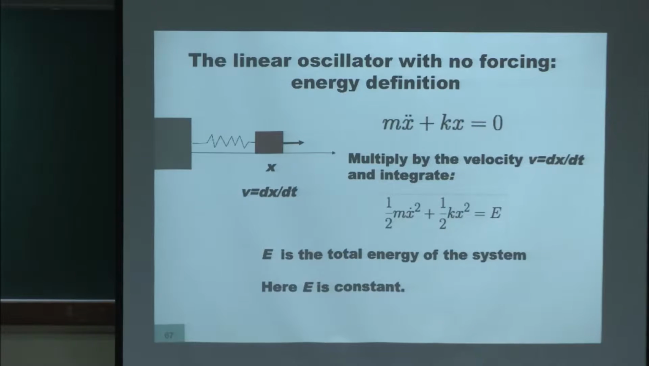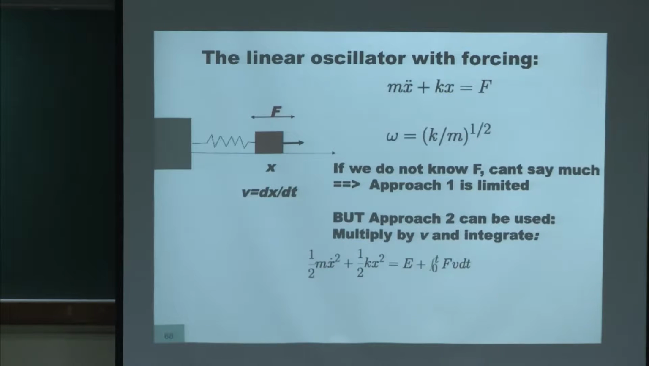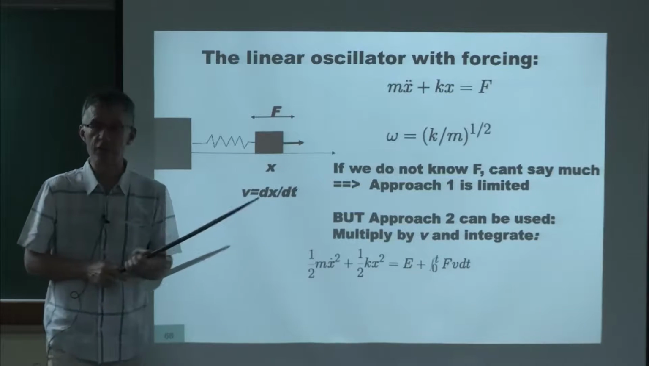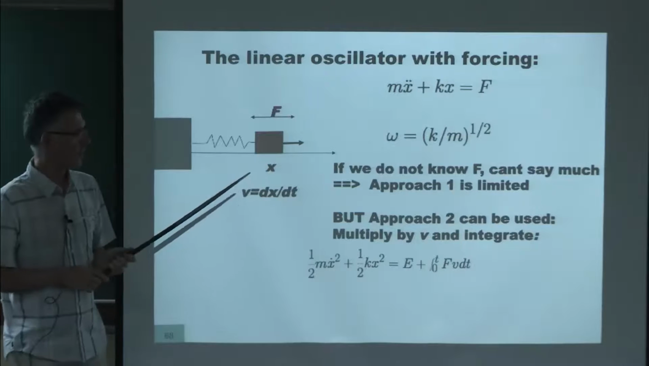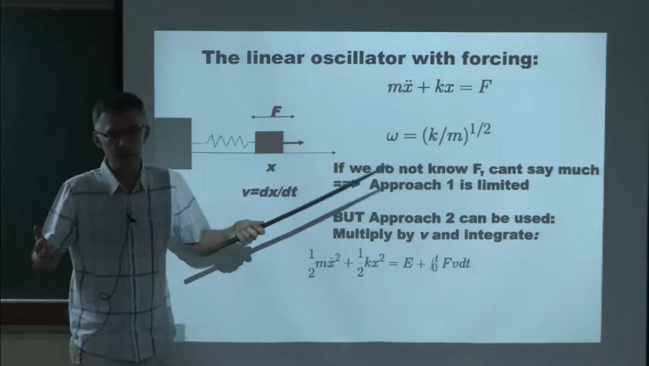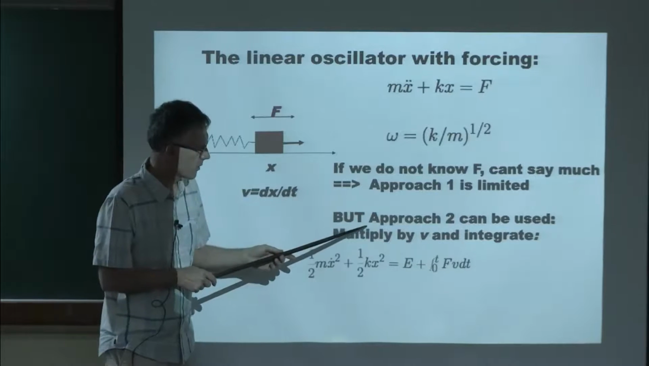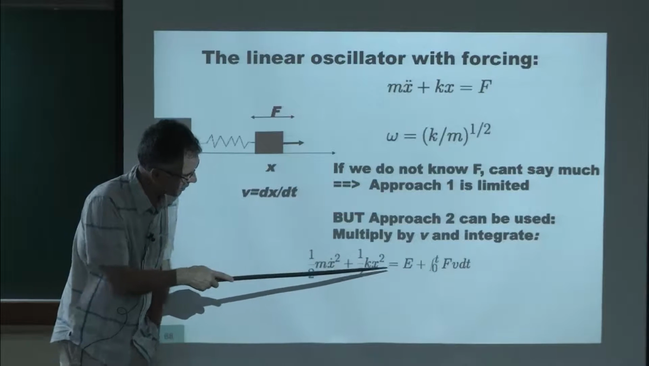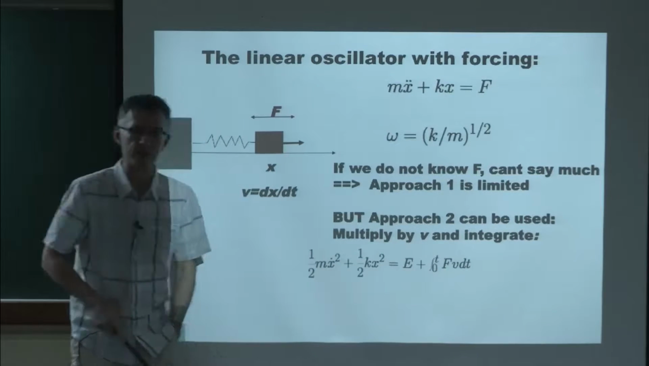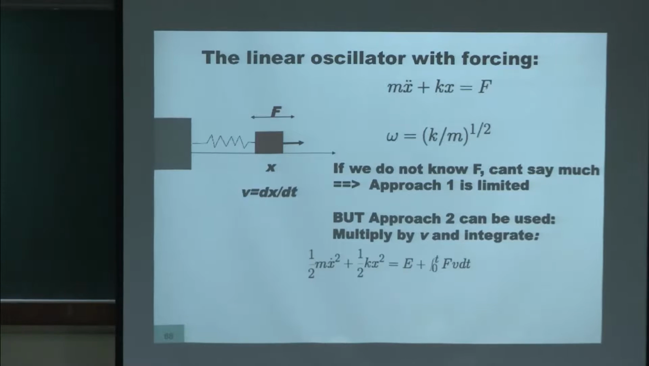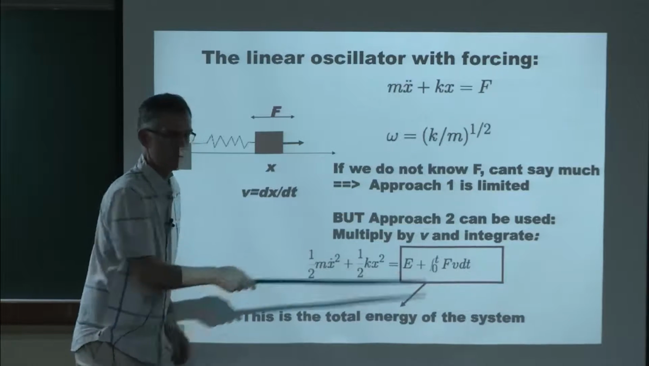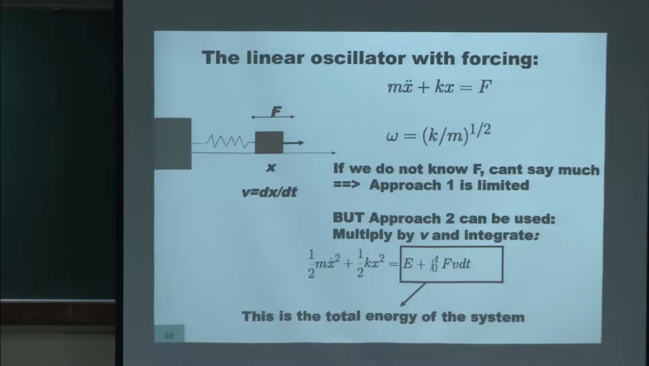In a problem like that, you don't really see why it's interesting, but suppose now that the system is forced with a force F. I don't tell you what F is, so you cannot integrate this now. But with the second method, I can multiply this equation by velocity, and I find that this energy is a constant plus the integral of Fv dt. I haven't solved the problem, but I can already tell you that if this integral is positive, you will have instability. So I'm able to build a stability criterion in two lines.